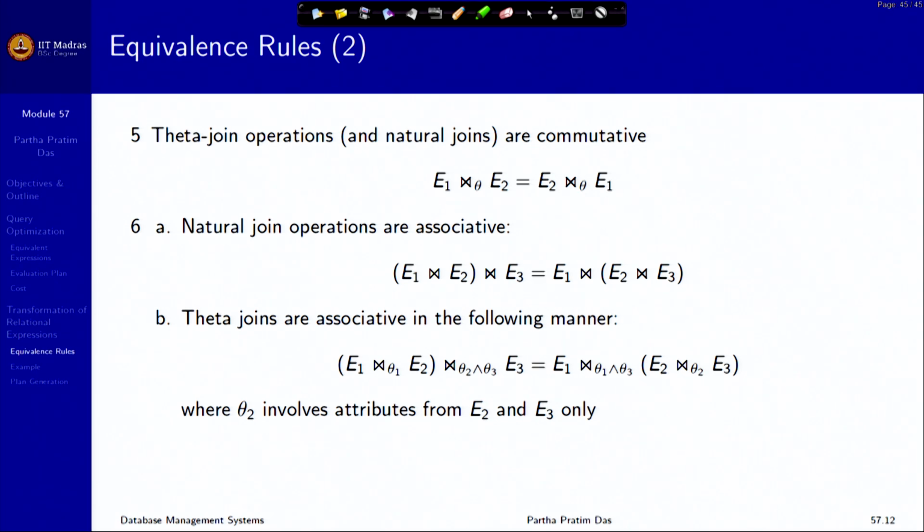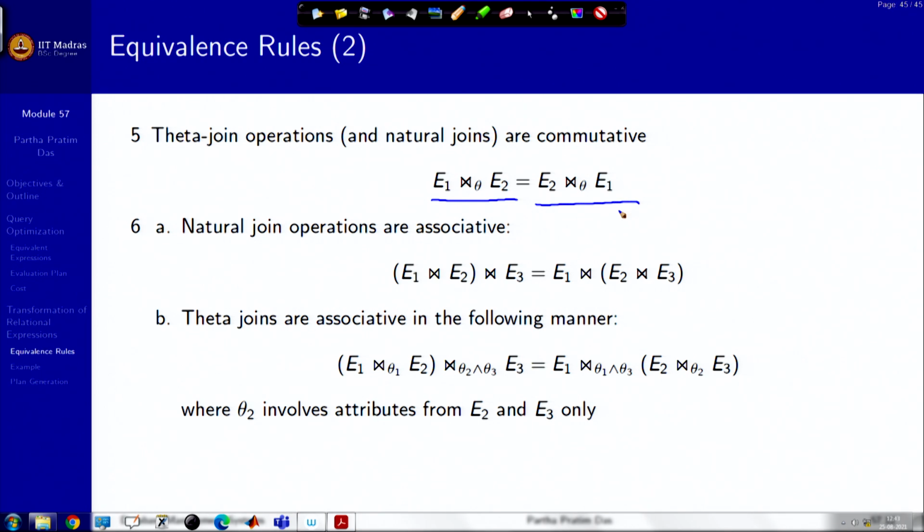For theta join and natural join, they are commutative, that is, I can change the order of the relations, which one will be outer, which one will be inner, that can be easily changed. Natural join is associative, that if there are three to be joined, I can do the first two and join the third with the result, or I can join the second and third and join first with that result.